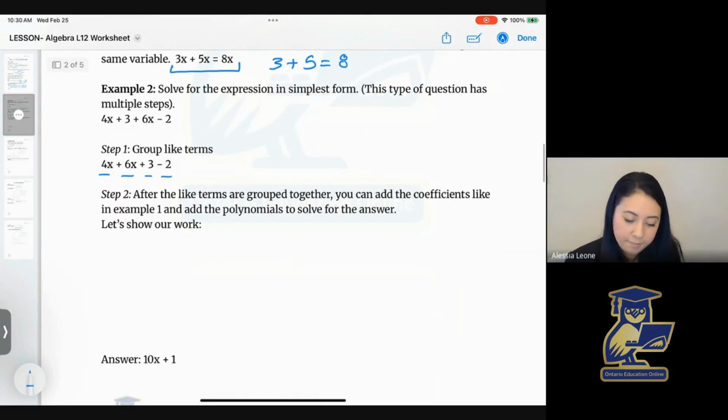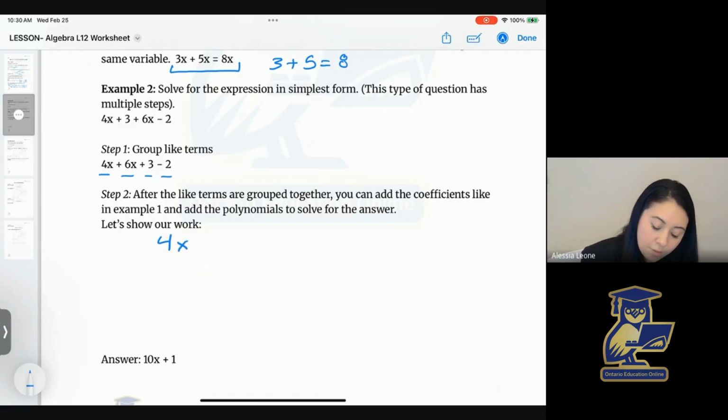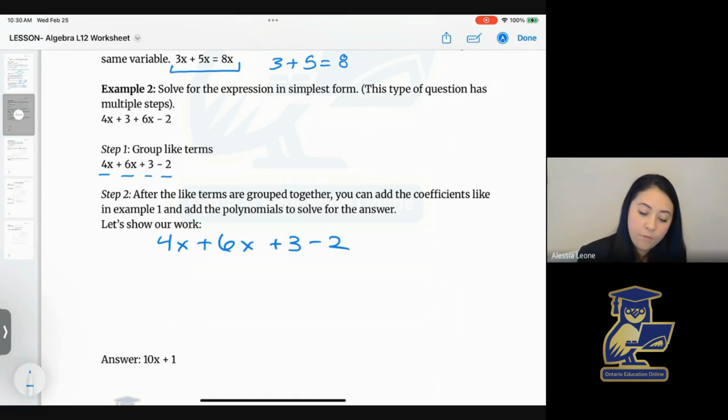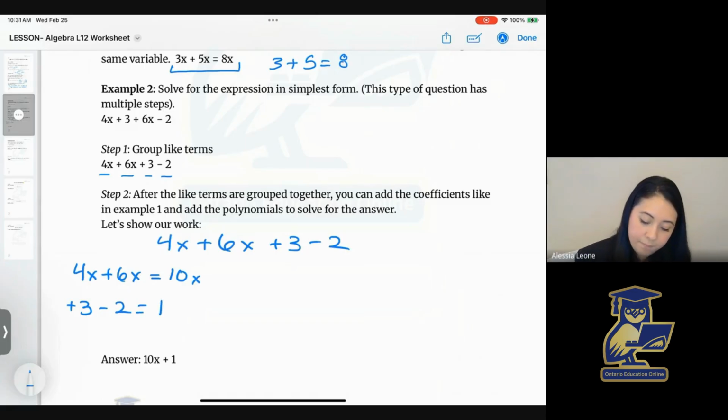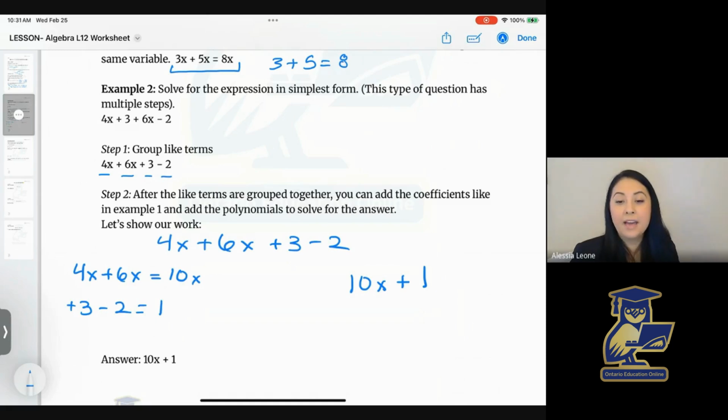So that brings us, I'm just going to rewrite this. This is what we are working with. So we have 4x plus 6x. I'm just going to go off to the side here. That will give us 10x. And then we have a positive 3, take away 2, and that will give us 1. If we put that together, we will have 10x plus 1. That is our answer.